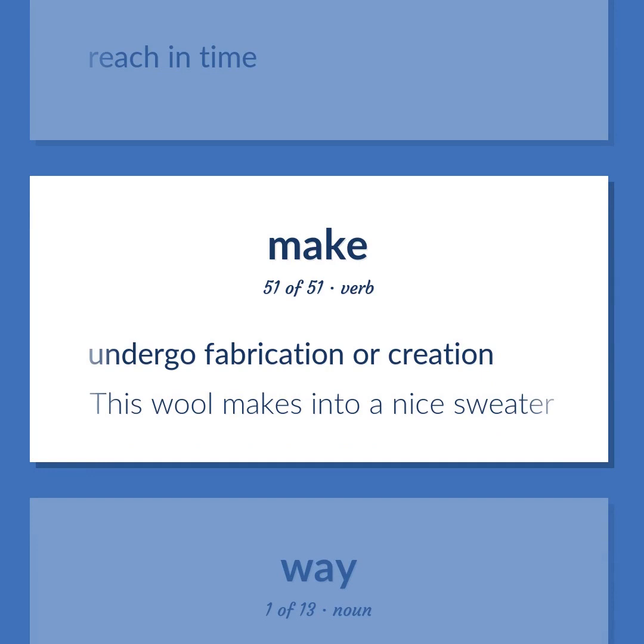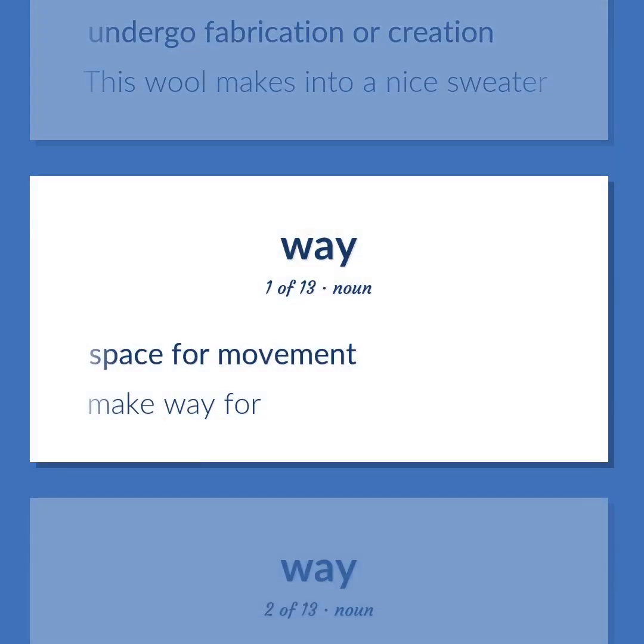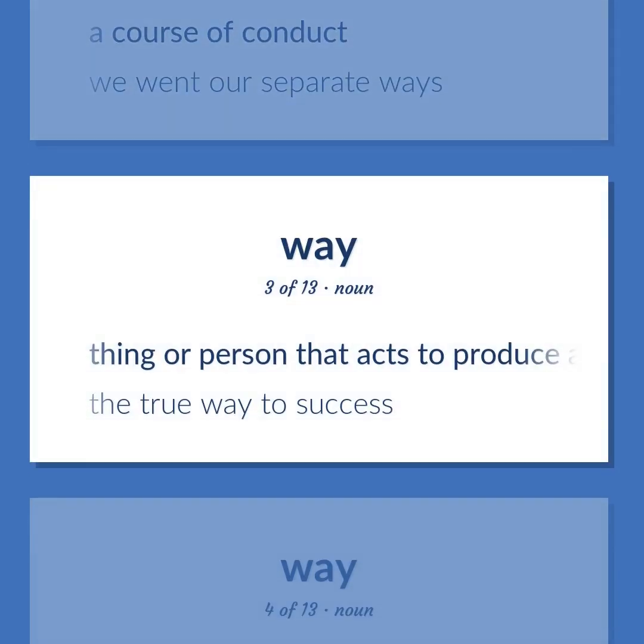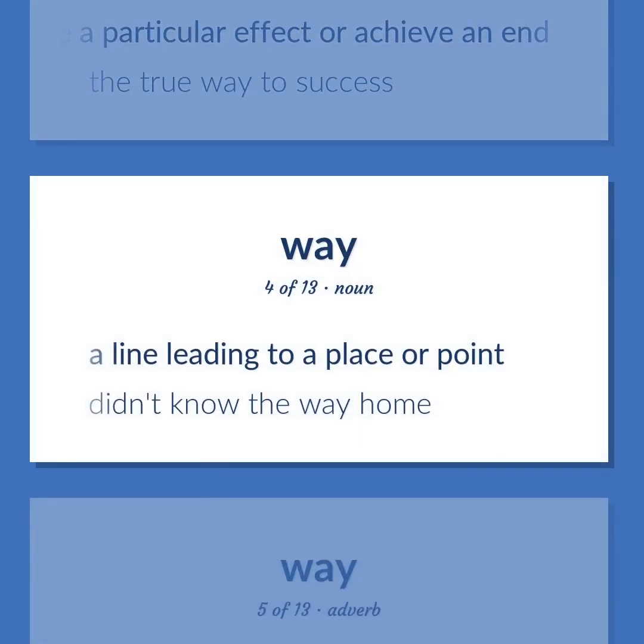Undergo fabrication or creation. This wool makes into a nice sweater. Space for movement. Make way for. A course of conduct. We went our separate ways. Thing or person that acts to produce a particular effect or achieve an end. The true way to success. A line leading to a place or point. Didn't know the way home.